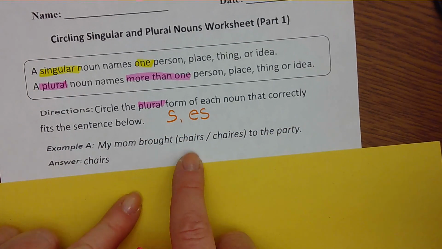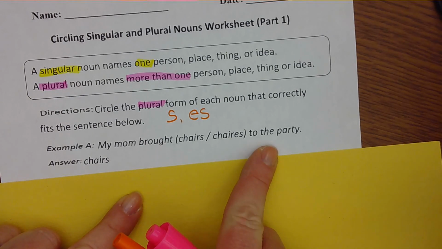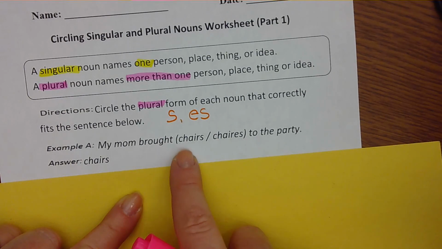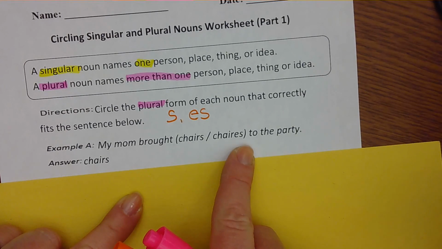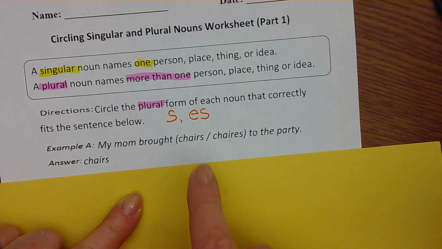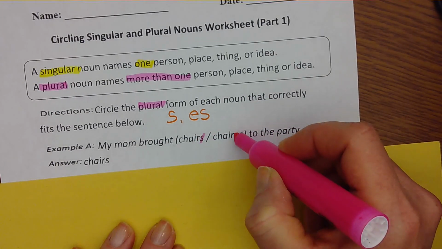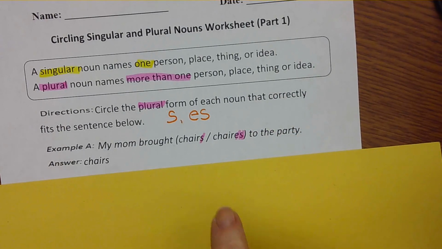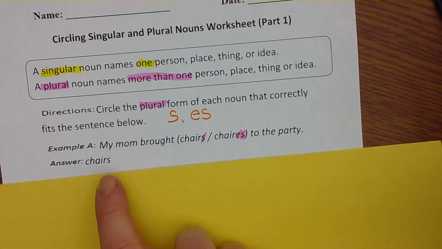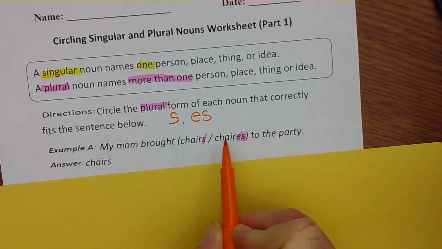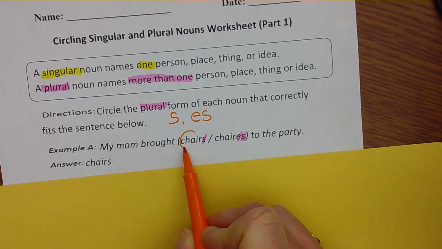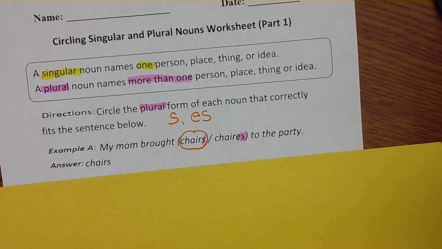My mother brought something to the party. My mom brought chairs to the party. Well, let's look at the way that they have spelled chairs. They have chairs with an S or chairs with an ES. And in foundations, we've learned that ES says is. So which is the correct spelling for the word chairs? And they're telling you it's this one. So in these parentheses, I have two choices. I'm going to circle this plural noun, more than one chair. Let's do a few more.